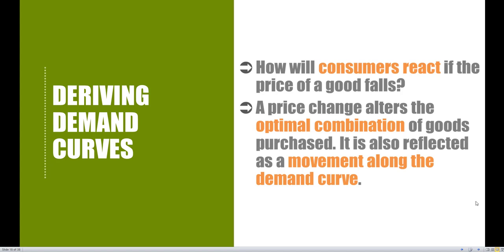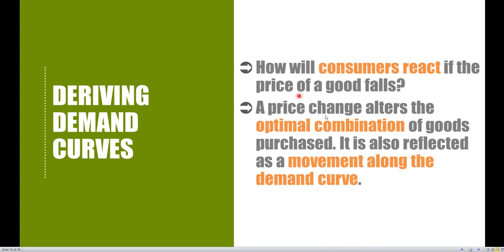So how would consumers react if the price of a good changes? Intuitively, if the price of a good is going to change, it's also going to change the consumer's optimum consumption bundle. If the price of a good increases, you're probably going to buy less of that good. If the price of a good falls, then you're probably going to be buying more of that good, just due to the marginal utility per dollar having more bang for your buck. So what we want to do is see how a price change alters the optimum combination of goods and how it's going to be drawn along our demand curve.